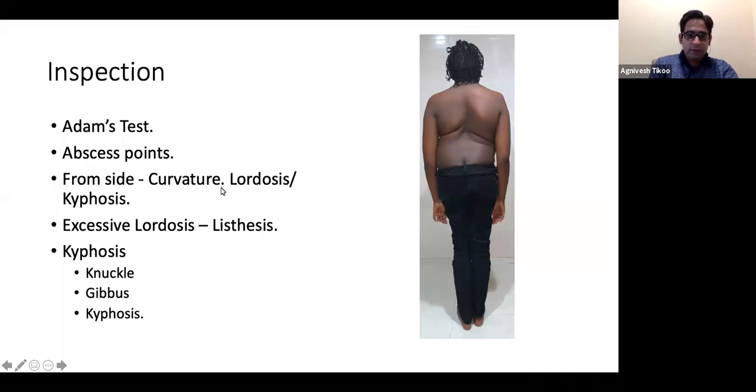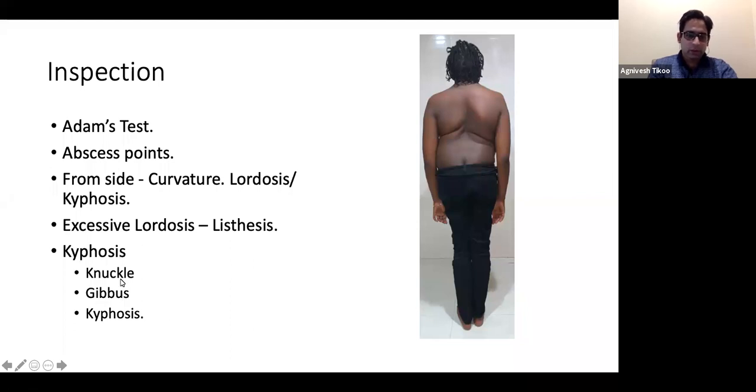From the side, you can comment on curvature, lordosis, and kyphosis. And sometimes even excessive lordosis in younger age may be a sign of listhesis. So the patients who have spondylolisthesis grade 3, grade 4, they have a very hyperlordosis to compensate for the slip of the vertebra which is there. And you have to know these terms.